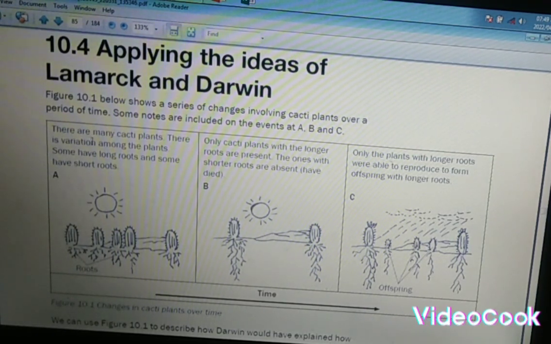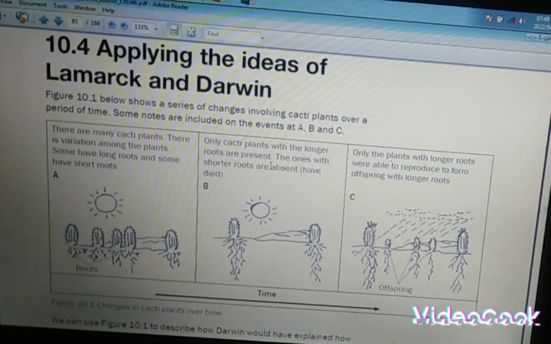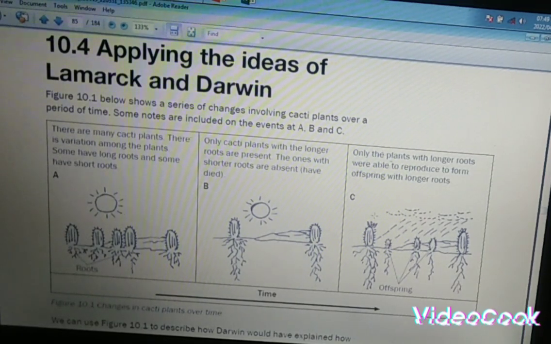So at first, at A, there are many cacti plants. There's variation among the plants, though I'm sure you can see they are not exactly the same. Some have long roots and some have short roots. I'm sure you can see the shorter roots and the longer roots, right? But then in section B, only cacti plants with the longer roots are present. The ones with shorter roots are absent. They have died.